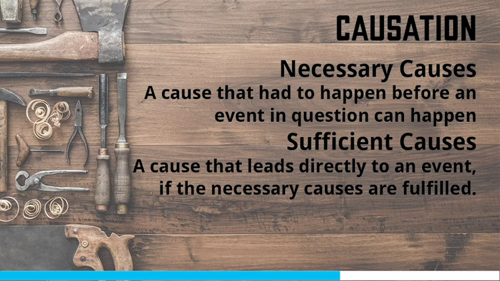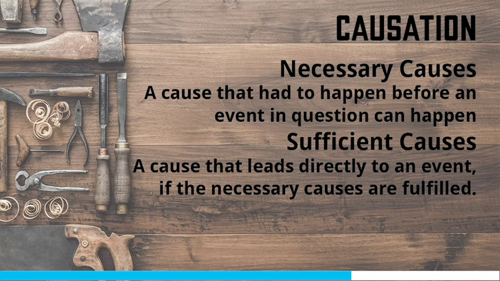Causation is another tool in the historian's toolbox. Events in history do not happen in isolation, but rather have other previous events that lead to the event in question. The study of causation is the study of those events. There are two main types of causation that historians look at. Necessary causes are the events that are necessary for an event in question to occur.